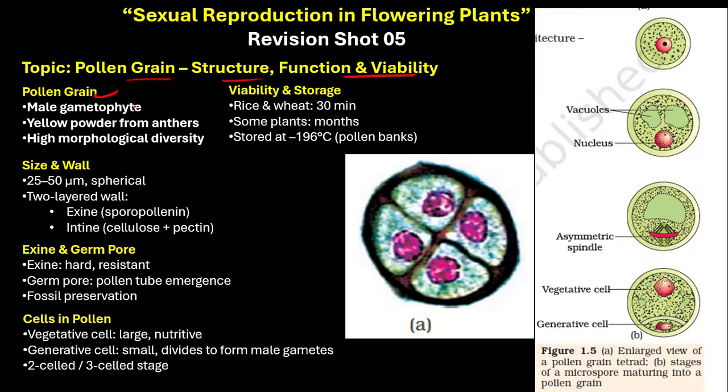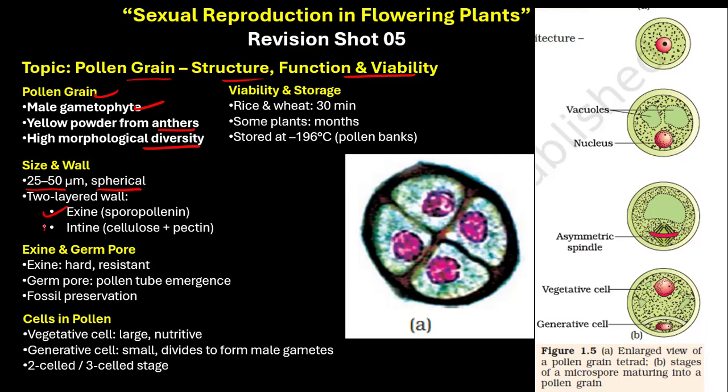Pollen grain is considered as male gametophyte. The yellow powder you see in the anthers is pollen grain. High morphological diversity is shown by the pollen grains. That structural diversity is there. They have different structures. Then the size is given in your textbook, 25 to 50 micrometers is the size of pollen grain. Then it is usually spherical in shape.